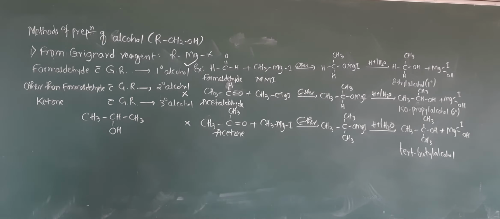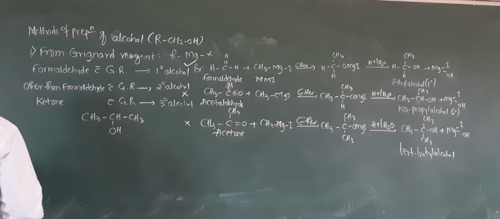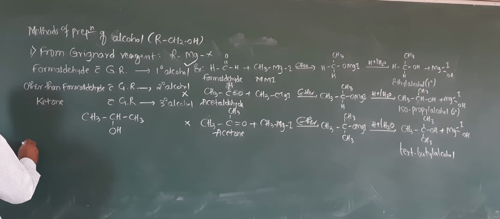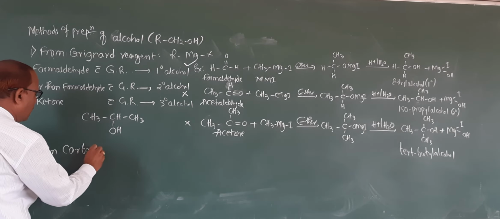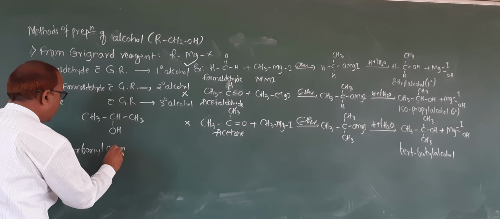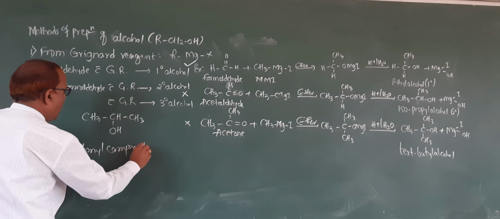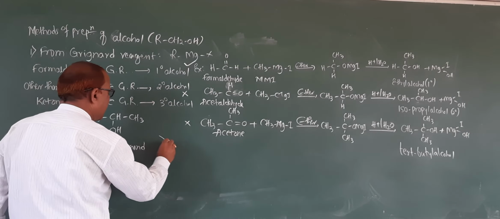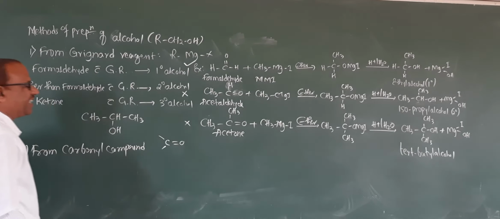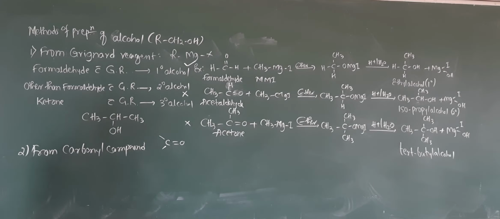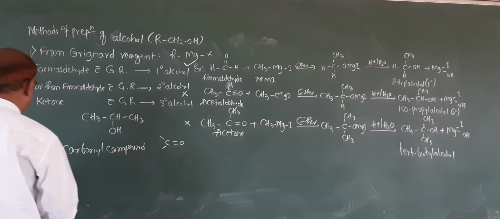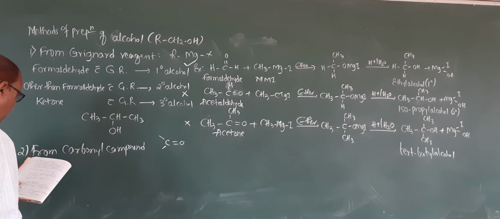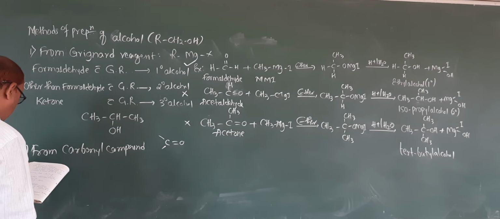Second method is by the reduction of the carbonyl compounds. From carbonyl compound. Compounds having the C double bond O group are generally called carbonyl compounds. First, within that, the first one is the reduction of aldehydes and ketones.